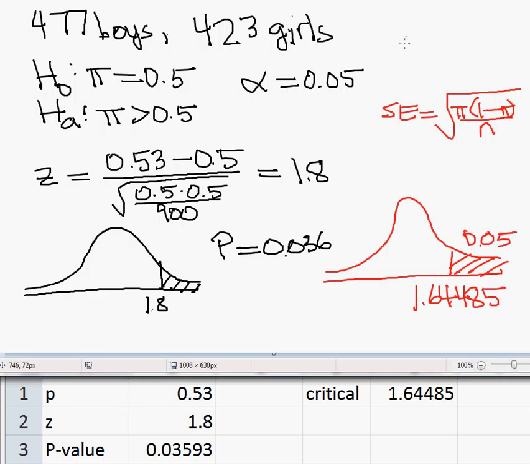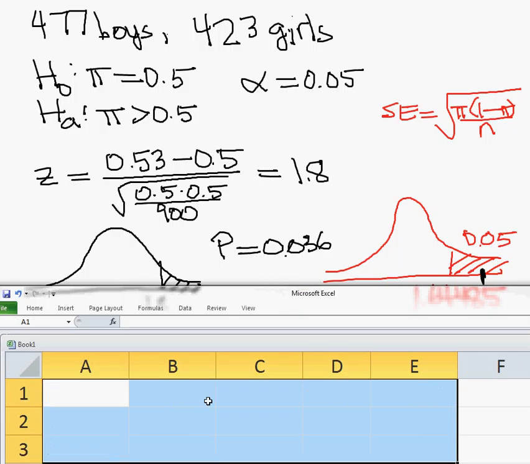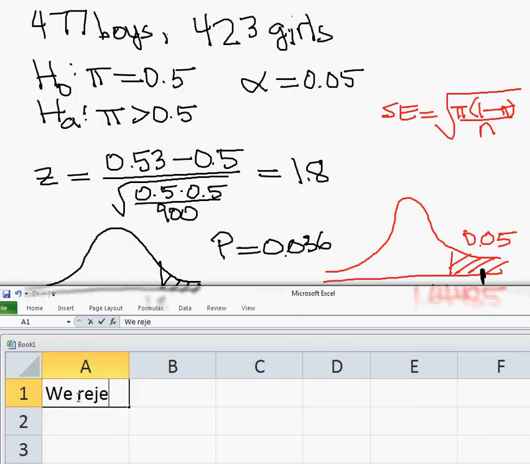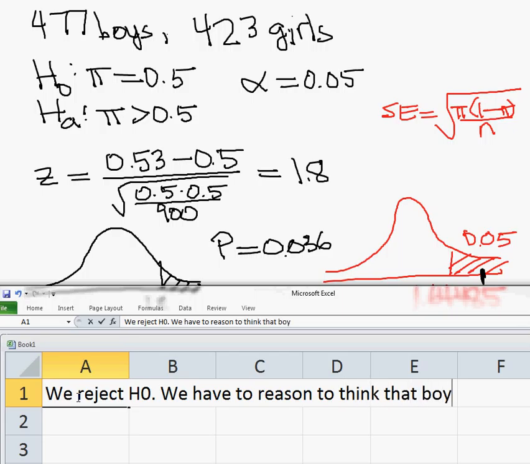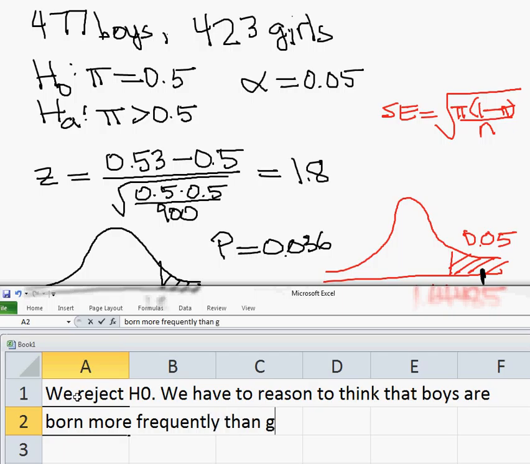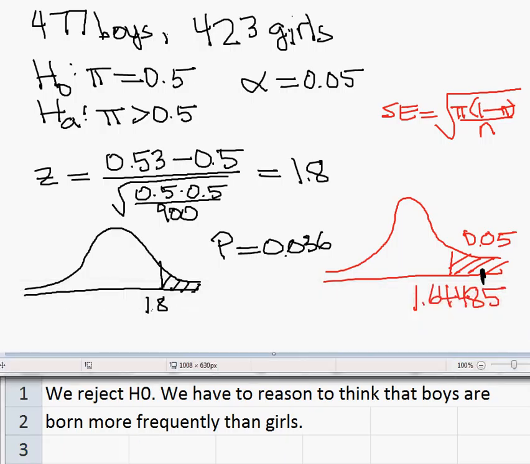So in our case, the test statistic 1.8 falls in the rejection region, and so we reject the null hypothesis. So either way, by looking at the p-value or else the critical value, the decision is to reject the null hypothesis. So let me type the conclusion: we reject the null hypothesis. We have reason to think that boys are born more frequently than girls. So that is the procedure for this hypothesis testing problem involving a proportion.